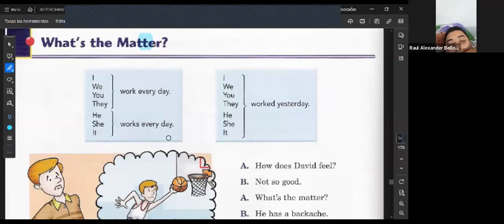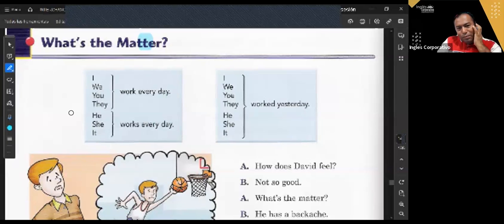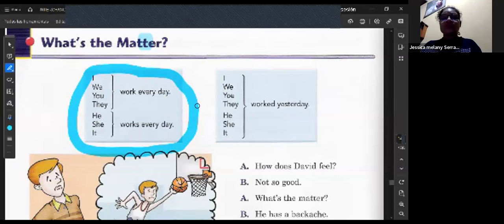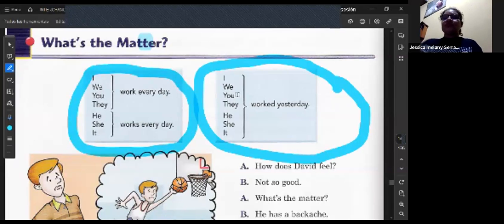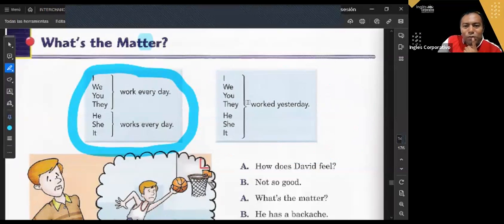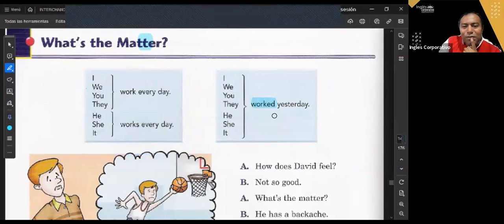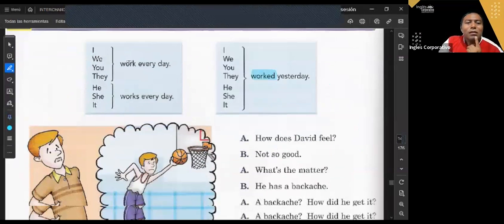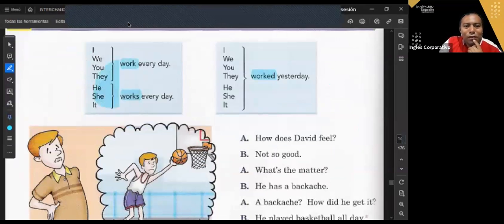Aquí tenemos el presente simple. En este lado tenemos present, y en este lado tenemos pasado. Como usted puede ver, en el pasado solamente es un verbo que se utiliza, ¿verdad? Ese verbo va a ir con todos los sujetos, with all the subject pronouns. En presente sí usamos dos, el work y el works, porque es para he, she, and it. I work every day, we work every day, they work every day. He works every day, she works every day, it works every day. Le agregamos ese porque es tercera persona.